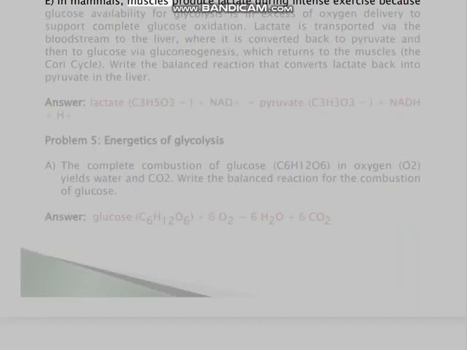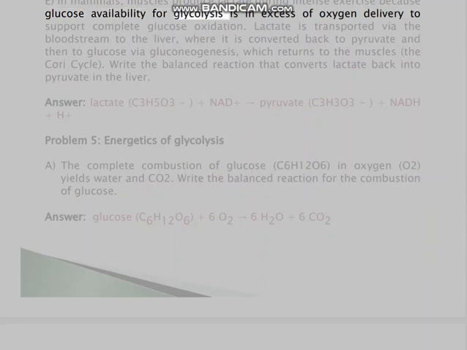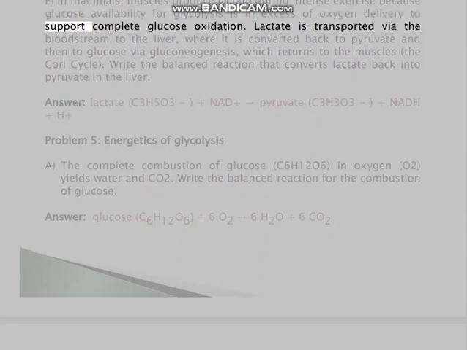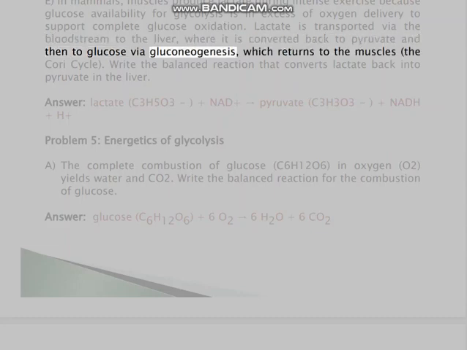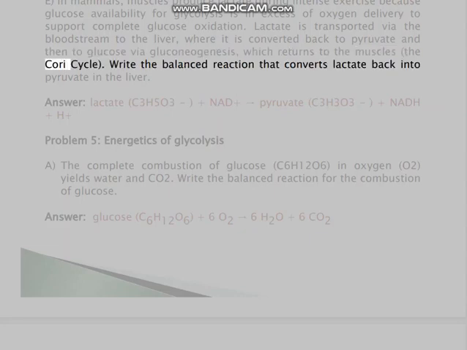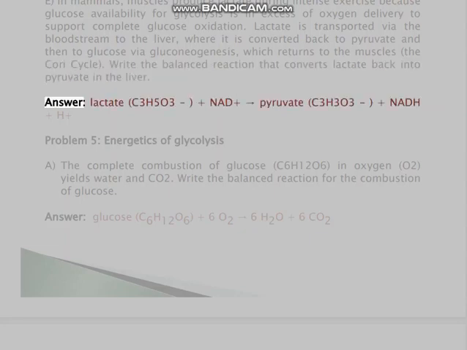In mammals, muscles produce lactate during intense exercise because glucose availability for glycolysis is in excess of oxygen delivery to support complete glucose oxidation. Lactate is transported via the bloodstream to the liver, where it is converted back to pyruvate and then to glucose via gluconeogenesis, which returns to the muscles: the Cori cycle. Write the balanced reaction that converts lactate back into pyruvate in the liver. Answer: lactate, C3H5O3-, plus NAD+ gives pyruvate, C3H3O3-, plus NADH plus H+.